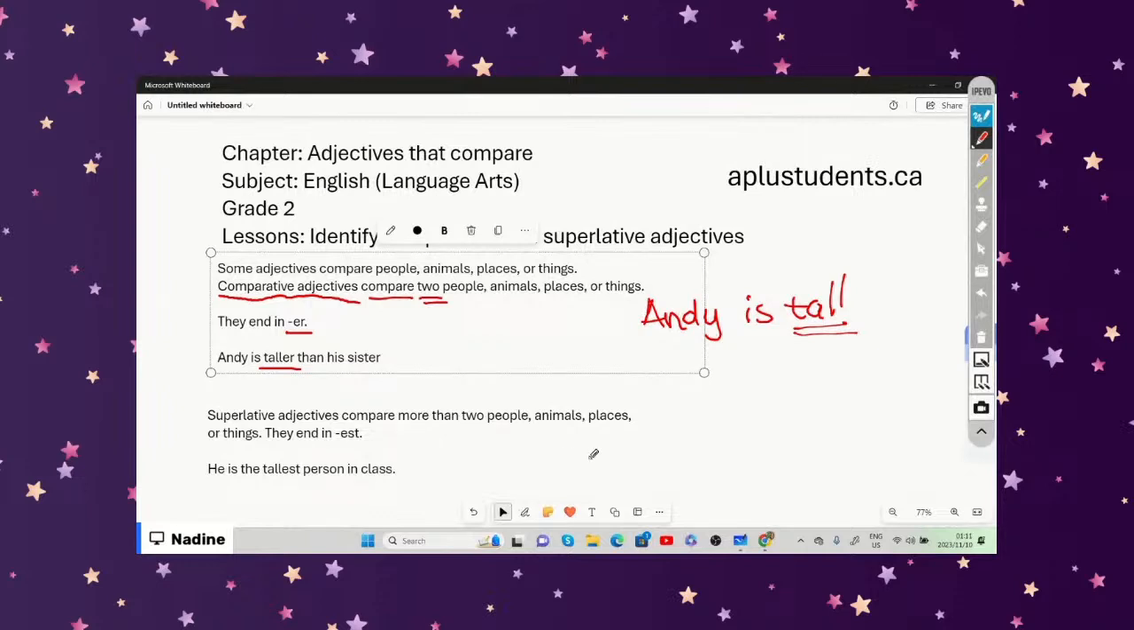And then we have the superlative adjective. Superlative adjectives compare more than two people, animals, places, or things, and they end in est.